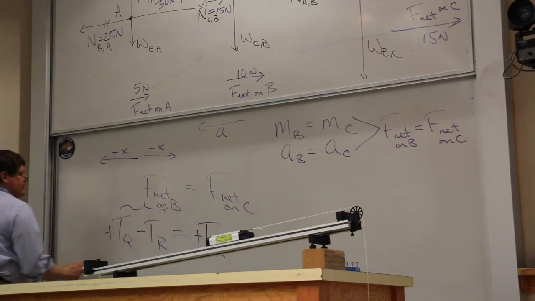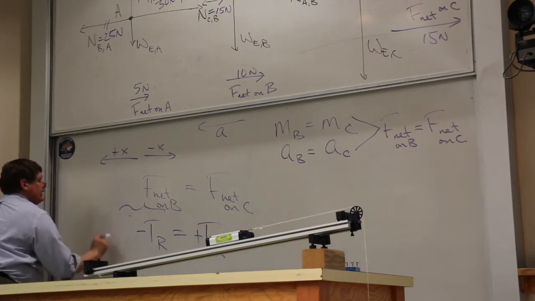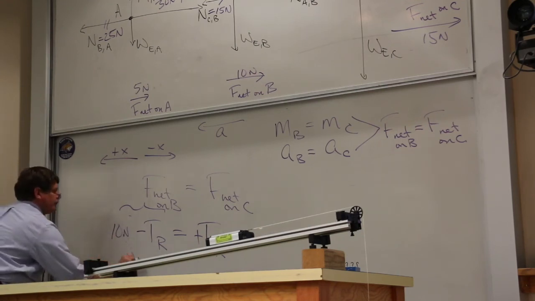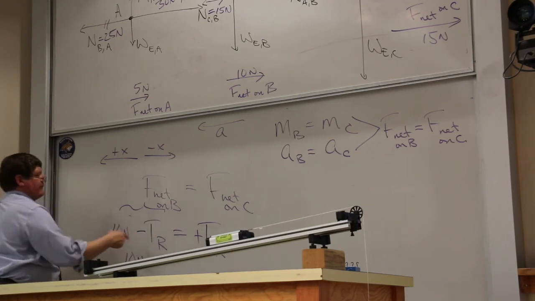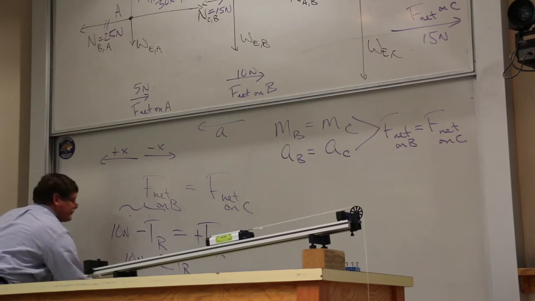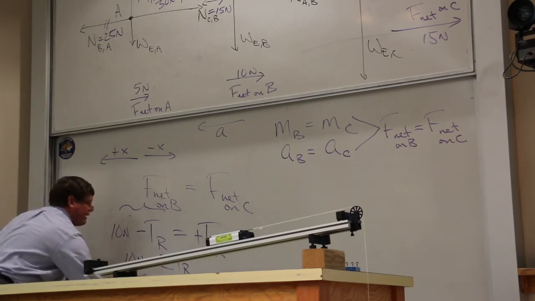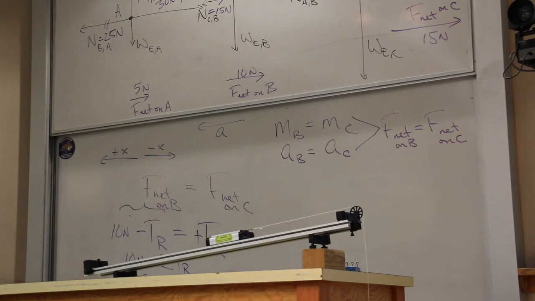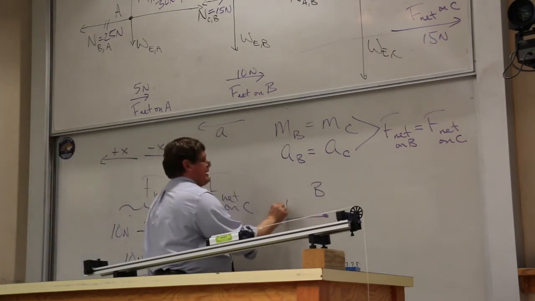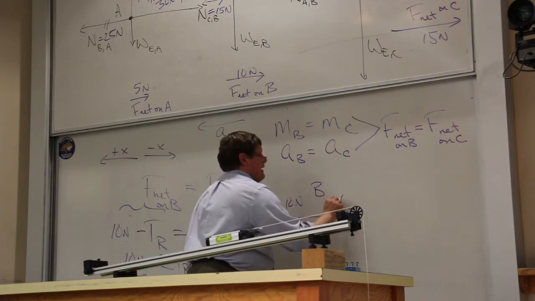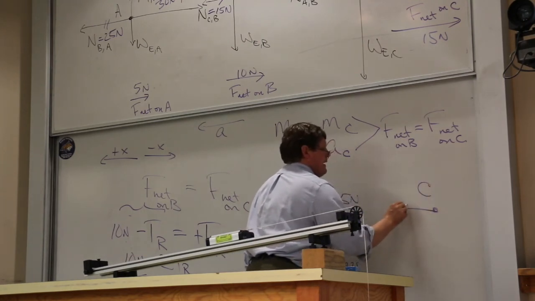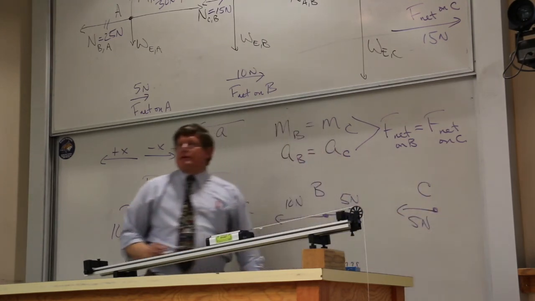Now remember, the tension in string Q is 10 newtons. So if I say that 10 newtons is equal, bring this over, and I've got 2 times the tension in string R, that means the tension in string R has to be 5 newtons. Okay? So if I look at B, I've got 10 newtons to the left and 5 newtons to the right. If I look at C, I've got 5 newtons to the left.